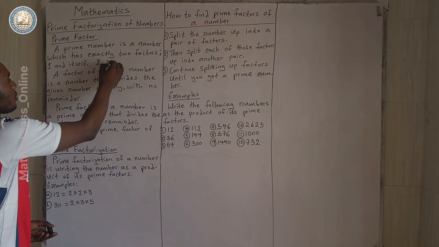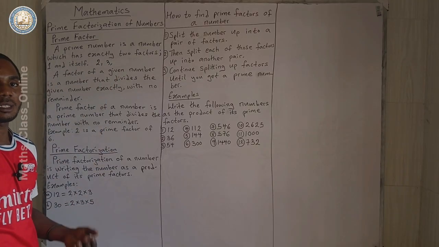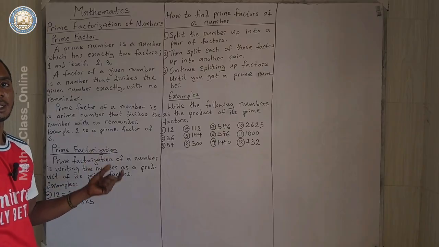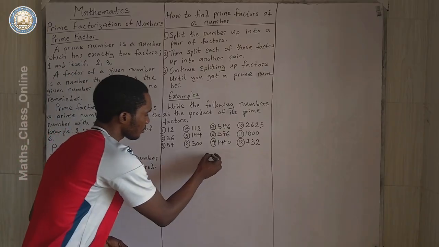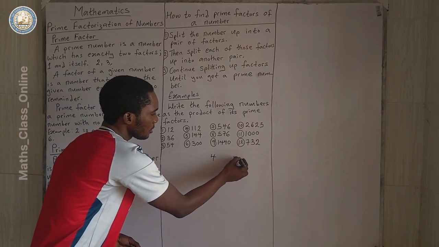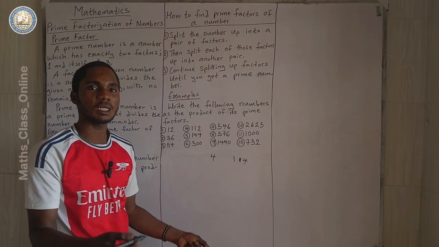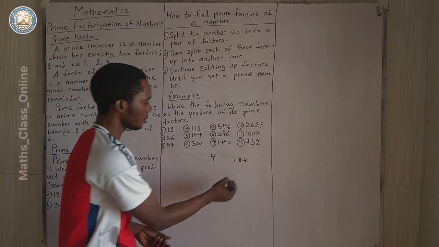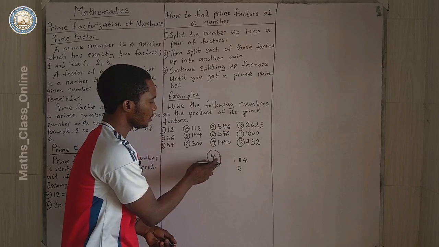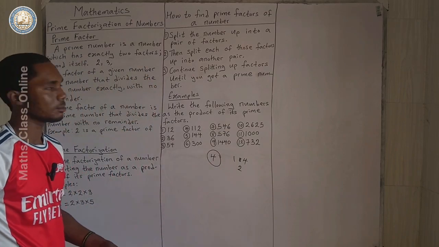3. 3 is a prime number. It can only be divided by 1 and itself. But 4, 1 and 4. Aside 1 and 4, there is still another number that can divide 4, and that is 2. This makes 4 not to be a prime number.